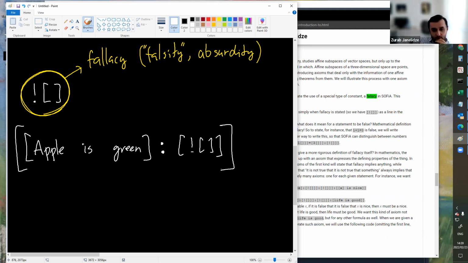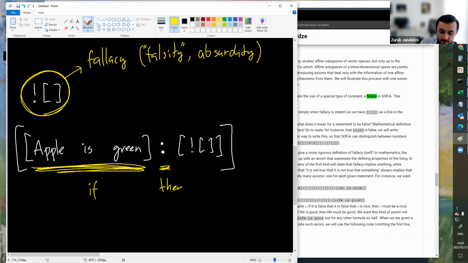So let's try to explain why this is the right way. What does it tell us? It tells us, of course, we know what the colon stands for. It's for implication, right? So it tells us that if we believe apple to be green, then, so this is the if part, then we're going to conclude absurdity. Does it make sense intuitively? So basically, in mathematics, something is false when you can derive contradiction from it. That's one way of thinking about it.